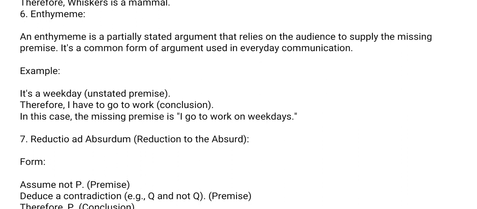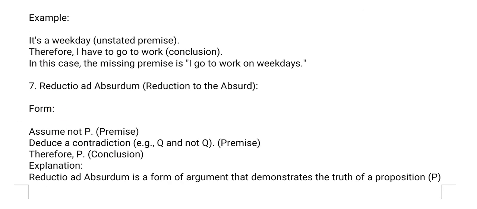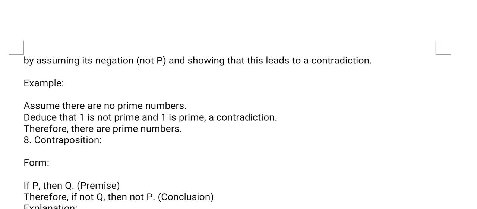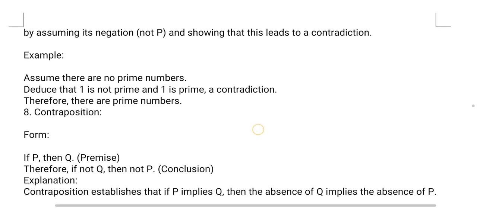Then reductio ad absurdum, reduction to the absurd. Assume not P. Deduce a contradiction, Q and not Q. Premise. Therefore, P. Conclusion. Explanation: reductio ad absurdum is the form of argument that demonstrates the truth of a proposition by assuming its negation, not P, and showing that it leads to a contradiction. Example: assume there are no prime numbers, deduce that one is not a prime number and one is prime as a contradiction, therefore there are prime numbers.